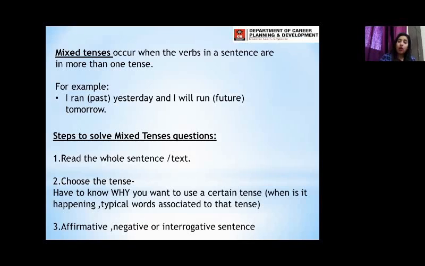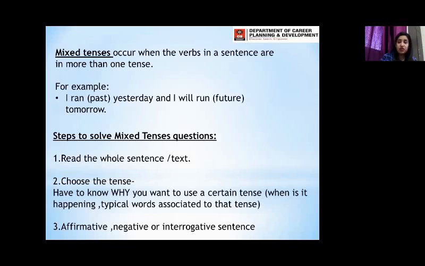Okay, now how to solve mixed tense sentences? These are the steps that you can follow. They are going to make your work easy. The first one is, you need to read the whole sentence or the text. You need to give it a thorough reading and understand what exactly the sentence means. After you get the meaning of the sentence, it will become easy for you to define what kind of tense is going to be used in what part.